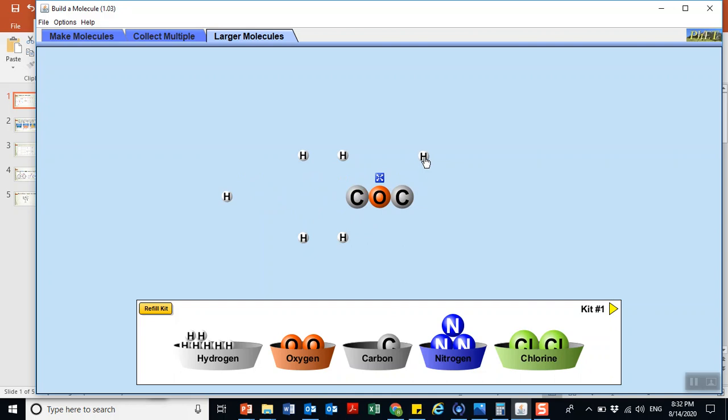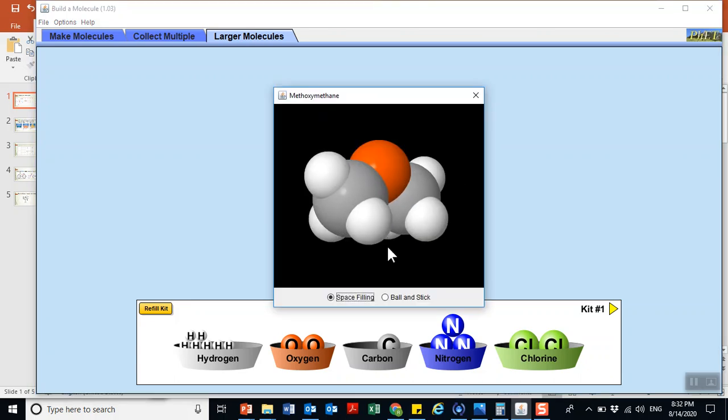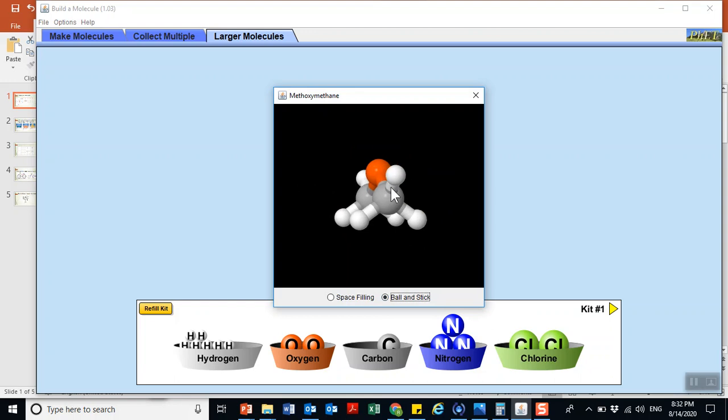We'll put oxygen in the middle this time, and then put 2 CH3 groups on either side. We call those methyl groups, as you will learn soon enough. This is a type of molecule called an ether. It's dimethyl ether. I know it's called methoxymethane up here, but it's most commonly called methyl ether or dimethyl ether. And now we see that oxygen is in the middle.